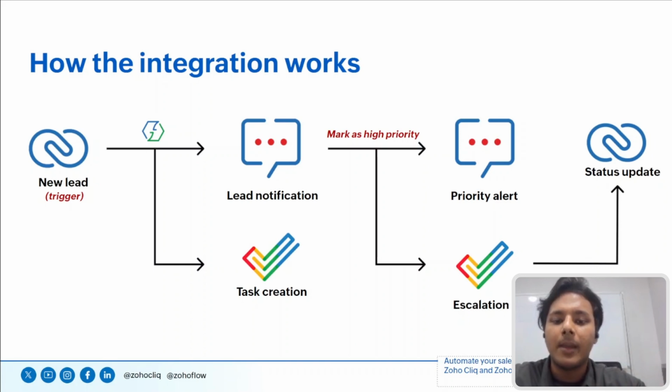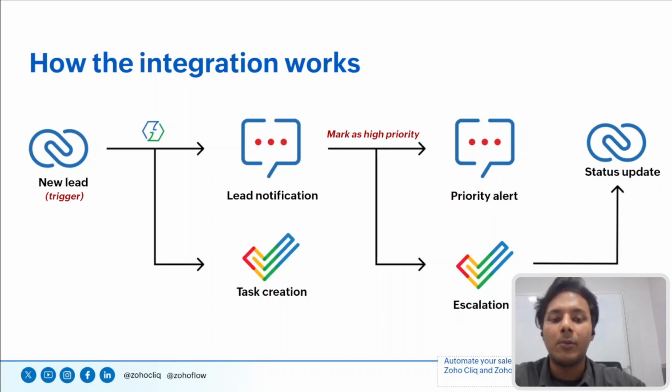Now, let's say this lead is marked as high priority. Zoho Flow can handle that too dynamically. It can trigger a priority alert in Cliq, ensuring that it doesn't go unnoticed. Additionally, it could escalate the task in Zoho Projects, making sure that the team treats it with urgency. Finally, once the sales rep takes action and updates the lead status in Zoho CRM, the workflow can again loop back, automatically sending a status update to keep everyone in the loop. This is just one example of how Zoho Cliq and Zoho Flow work together to automate tasks, reduce manual work, and ensure smooth communication across teams.